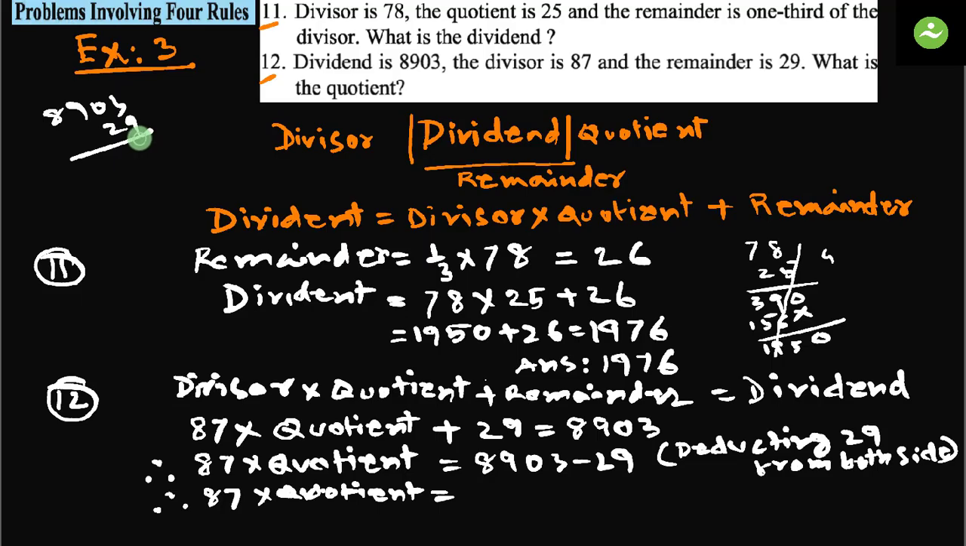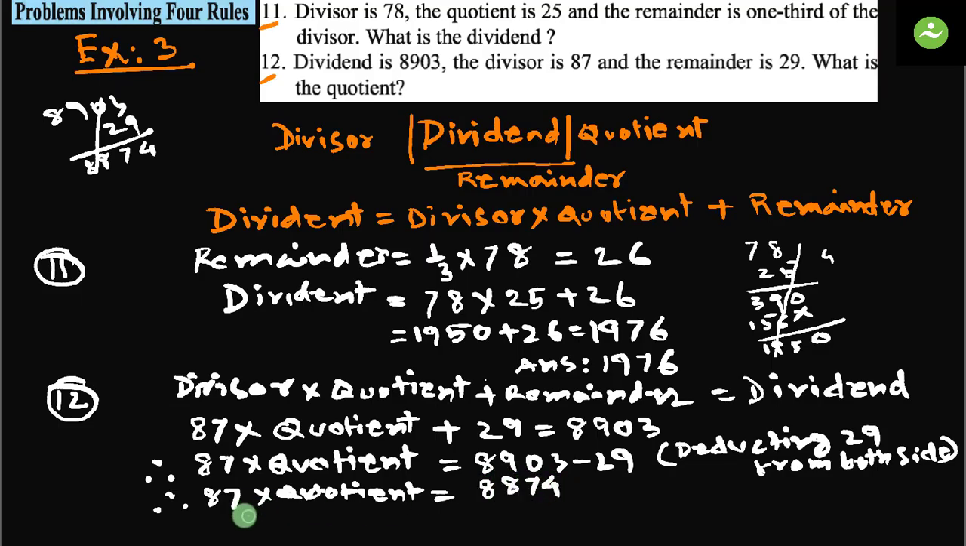3 minus 9, borrow: 13 minus 9 is 4. Then 9 minus 2 is 7, then 8, so 8,874.